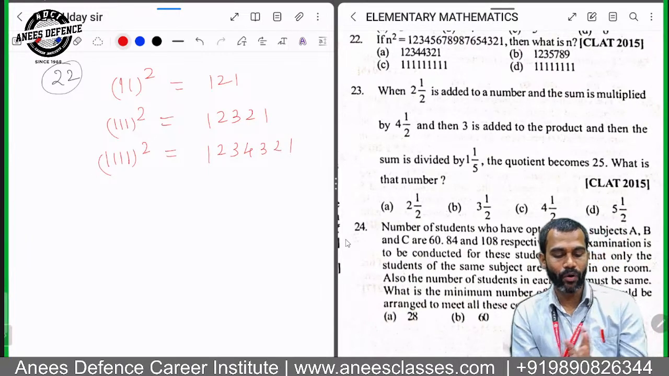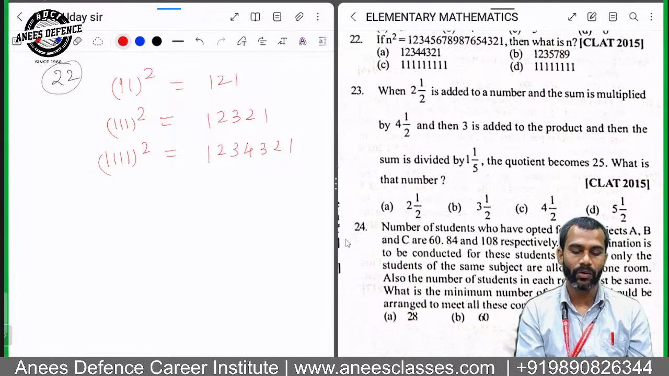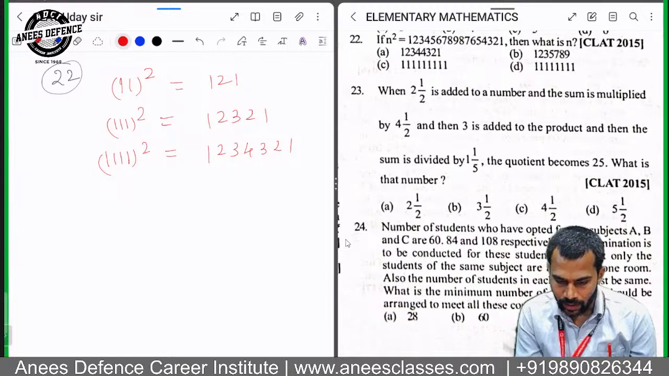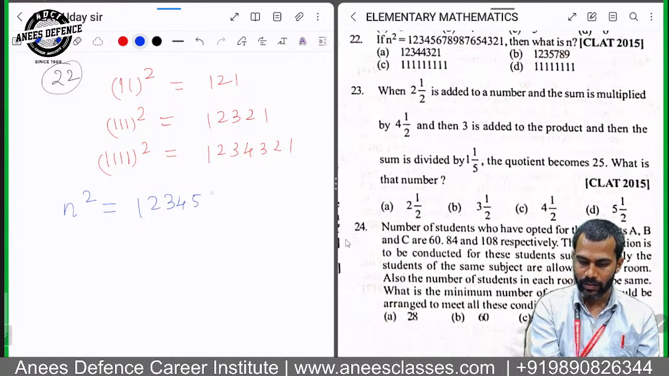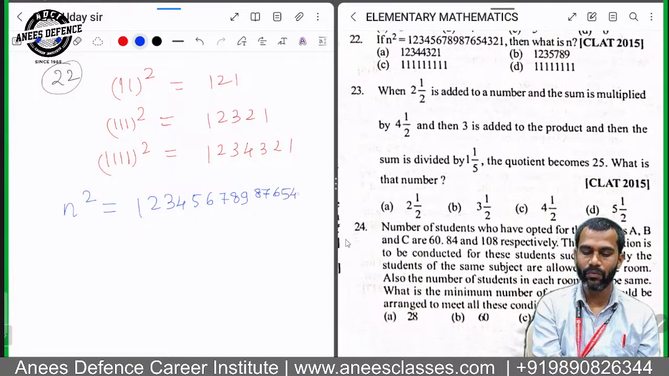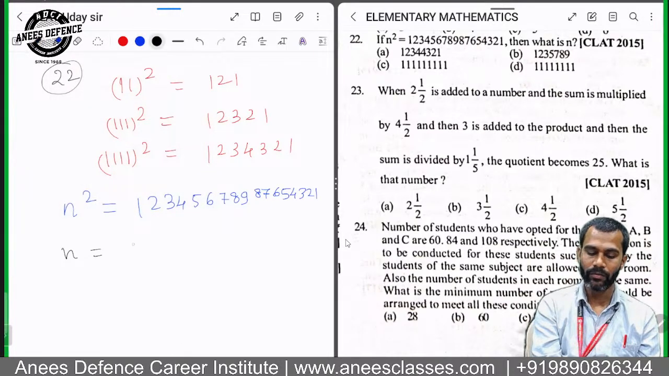So we have to start from 1 and we have to go till the number of ones. Yes or no? So how many ones are there? 4. So 1, 2, 3, 4, and so on. So here if you see, we have got a number which is n square, that is 1, 2, 3, 4, 5, 6, 7, 8, 9, and then again 8, 7, 6, 5, 4, 3, 2, 1. Yes or no? So how many ones we need? 9. So n is equal to 111, how many times? 9 times.